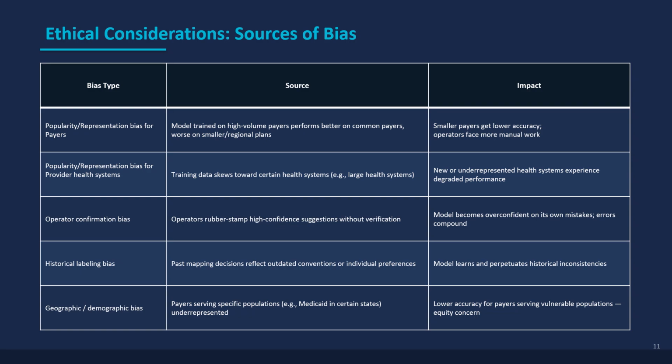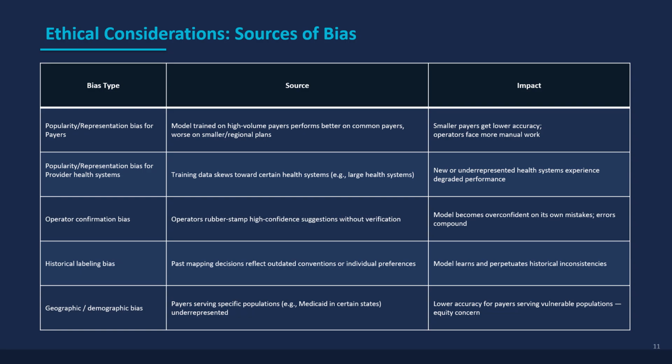Let's look at ethical considerations. Here are some of the biases that are applicable to this use case. Popularity or representation bias for payers. Models trained on high volume payers perform better for larger payers, whereas they perform worse on smaller or regional plans and payers. Smaller payers get lower accuracy, leading to operators having to do more manual work to identify the mapping for smaller payers.